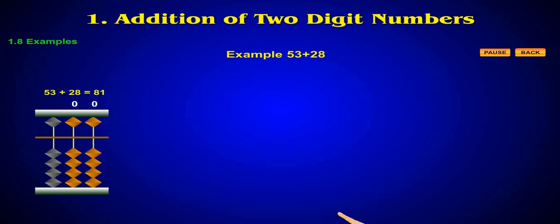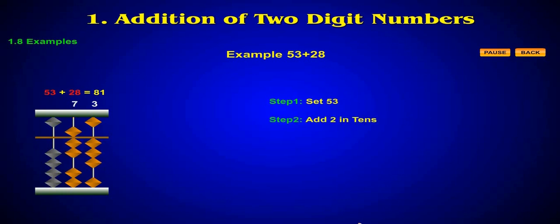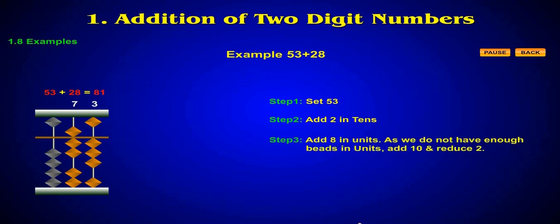Example: 53 plus 28. Step 1. Set 53. Step 2. Add 2 in tens. Step 3. Add 8 in units. As we do not have enough beads in units, add 10 and reduce 2. Step 4. Count the beads.